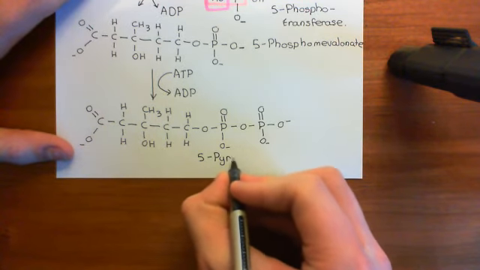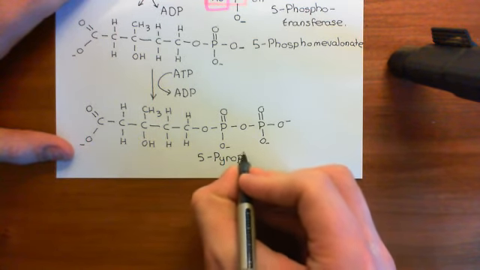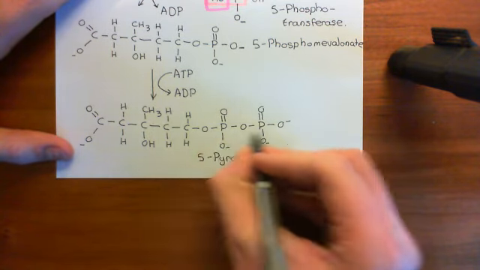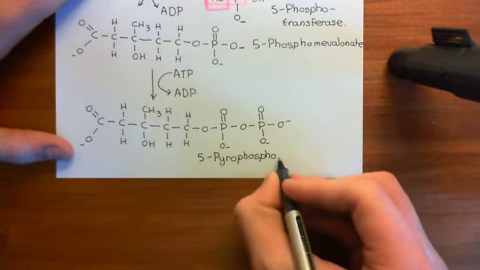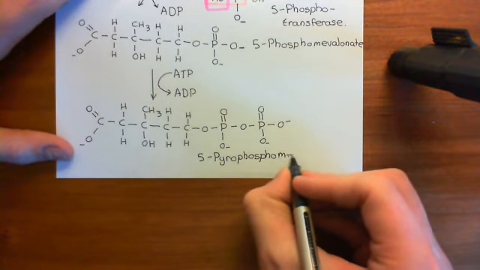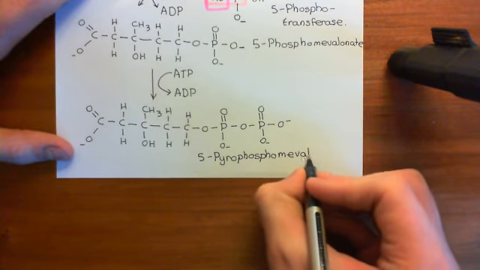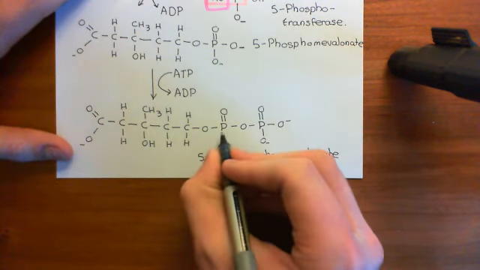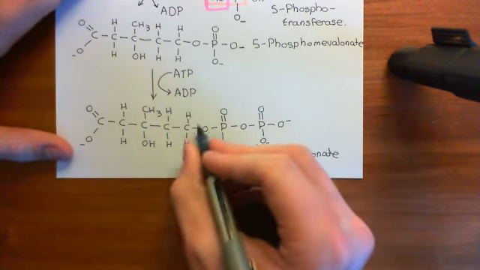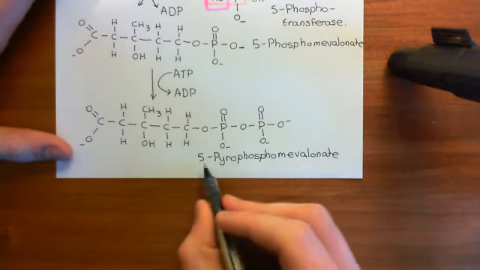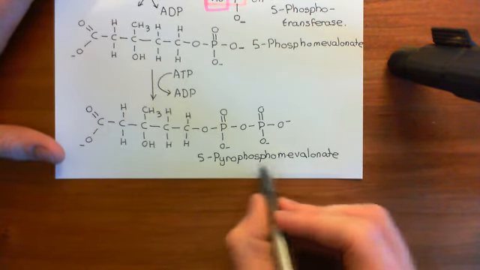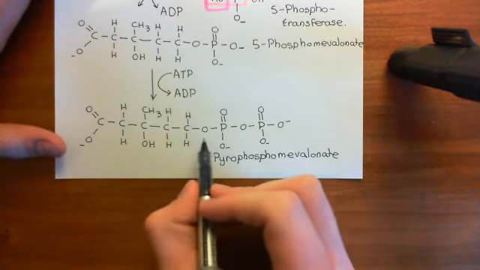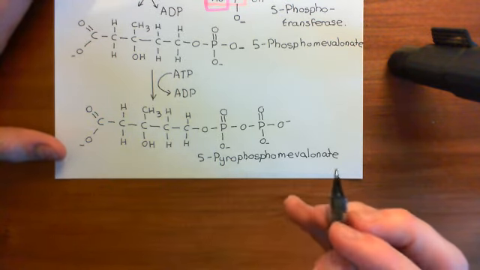So this molecule that you've now got here is called 5-pyrophosphomevalonate. So you've got a pyrophosphate molecule effectively added on to mevalonate. Pyrophosphate means 2 phosphate groups bound together like so. This is pyrophosphate. So this is 5-pyrophosphomevalonate. Mevalonate with a pyrophosphate molecule bound to the 5th carbon's alcohol group.